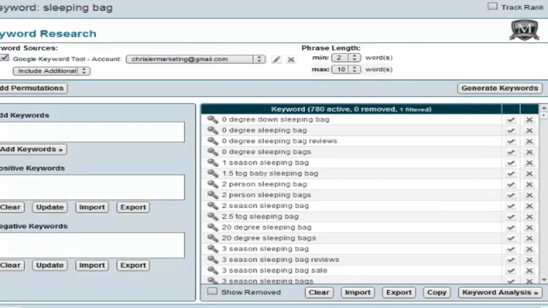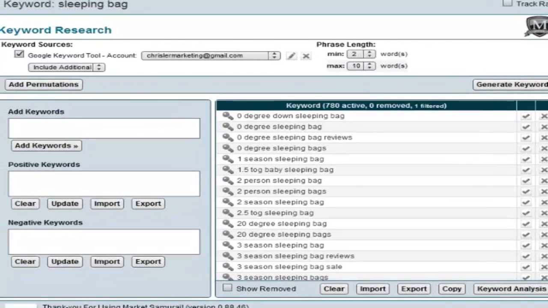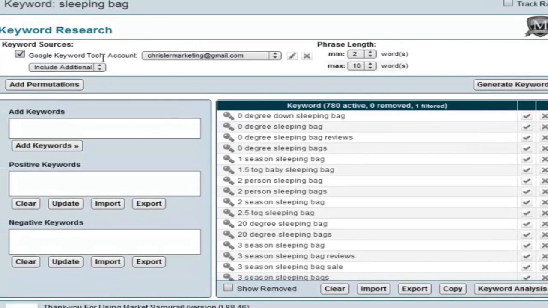All right, so Market Samurai has brought back 780 different keywords. One thing I will point out here is the keyword source is the Google keyword tool. So you don't need to go ahead and use that because this will actually incorporate it right in.